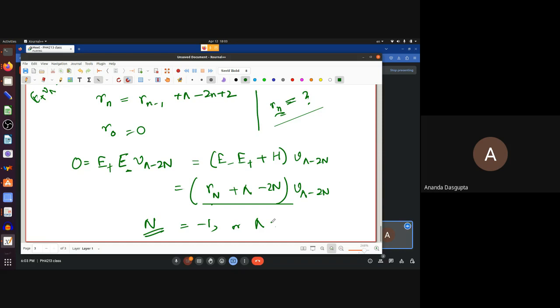But what does this mean? It means that the number of times you can apply the lowering operator on V lambda and still get a non-zero result is lambda. You do it one more time, you're going to get 0. So how many states do you have in a basis?